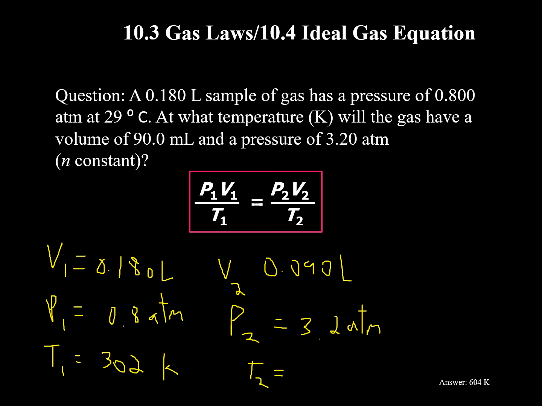So we isolate again the T2, so we cross multiply and we get T2 equals P2 V2 T1 divided by P1 V1, and when we plug in all the numbers, we get 604 Kelvin.